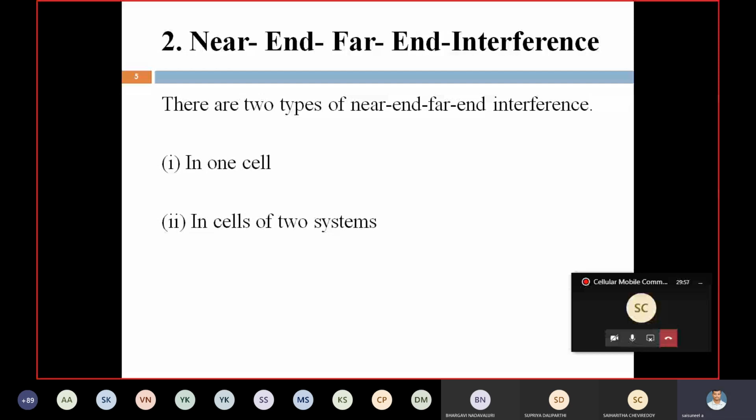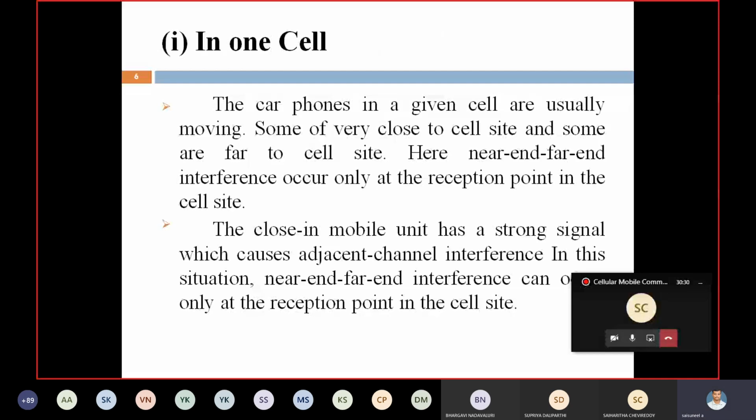The first one is in one cell. The second type is in cells of two systems. First, we have to discuss how near and far end interference occurs in one cell. Here in one cell, the car phones are nothing but mobile phones. Your mobile is moving from one place to another place. Instead of mobile phones, the term car phones is used, as cars are usually moving.